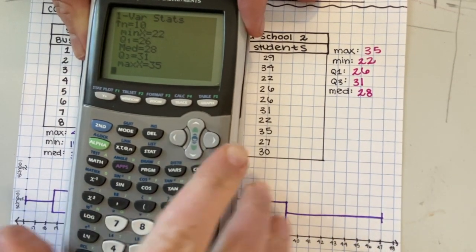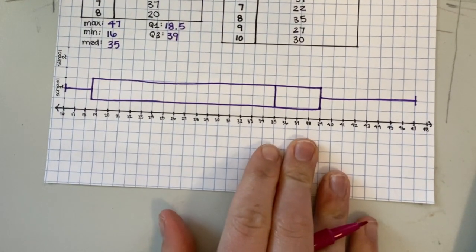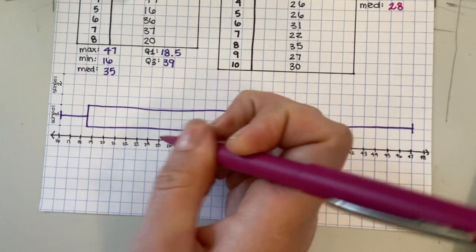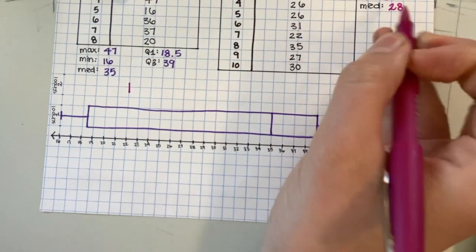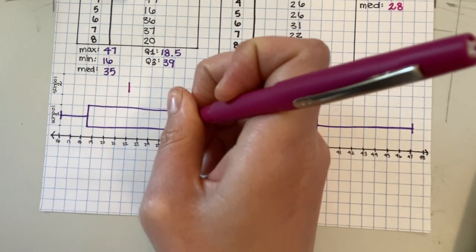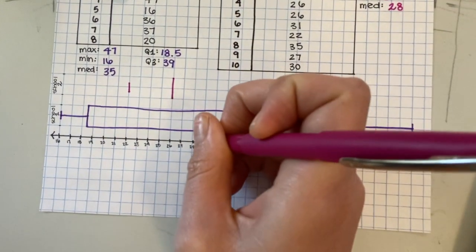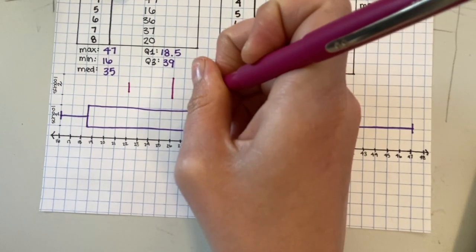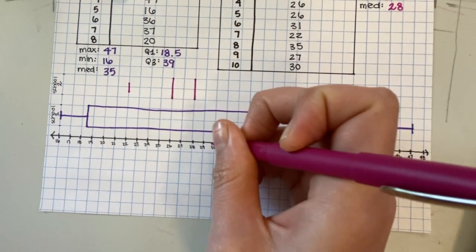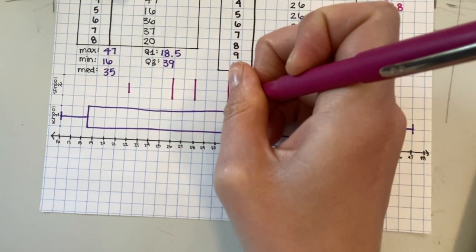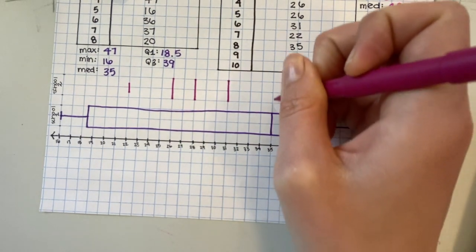So what I'm going to do is put that onto this graph. I have my minimum at 22, my Q1 at 26, my median at 28, my third quartile at 31, and my maximum at 35.